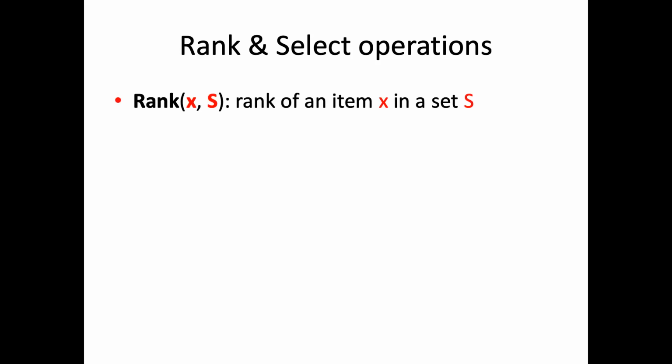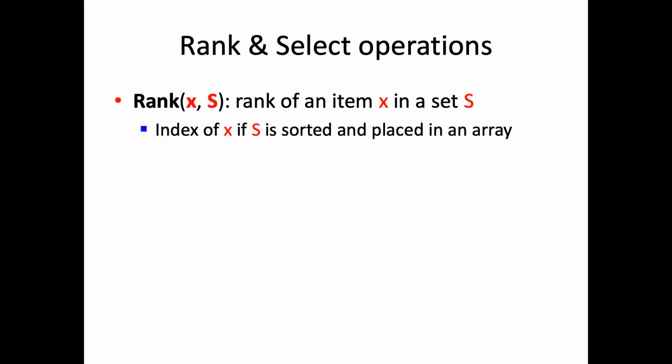The rank operation will tell you the rank of an item in a set. Now, what does that mean? It means it's the index of this item if you sort the items and place them in an array. So if my set S has all the numbers from, say, 1 through 10, then the number 7, once you sort it and put it in an array, will sit in the 7th location. So its index is 7. Sorry, its rank is 7. Is that clear?